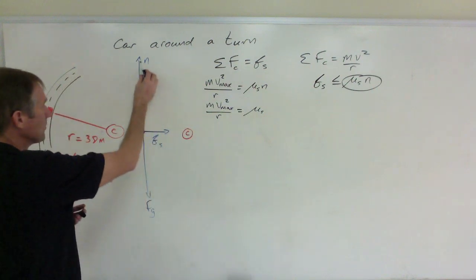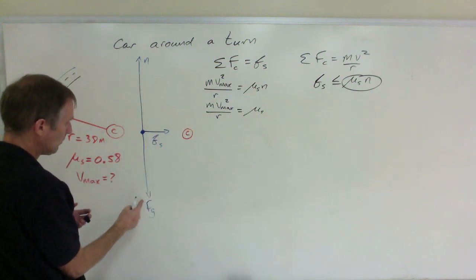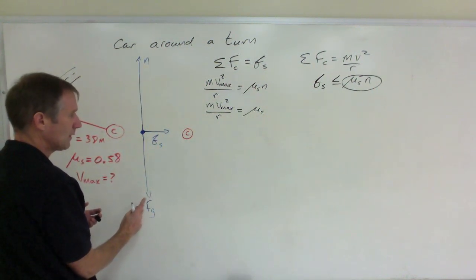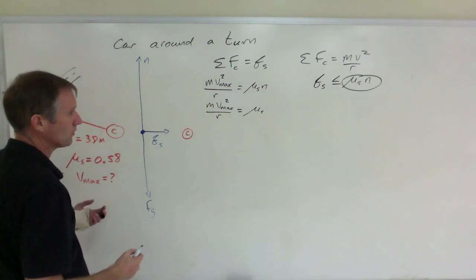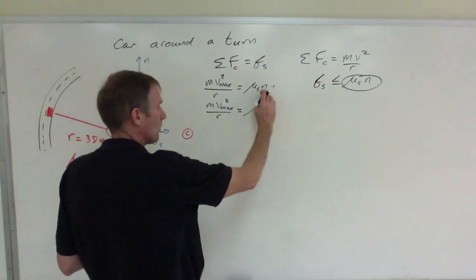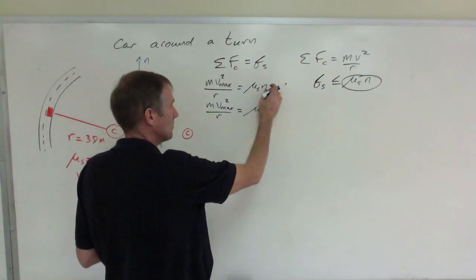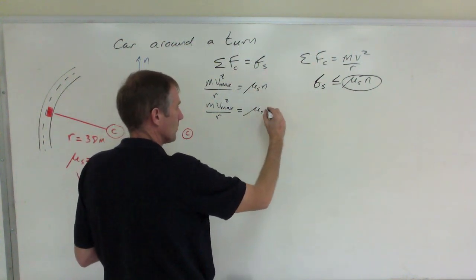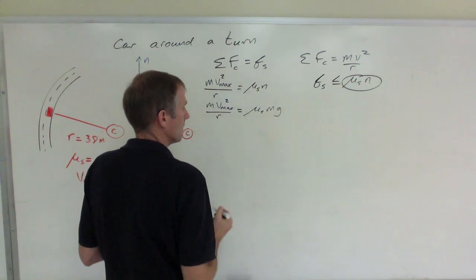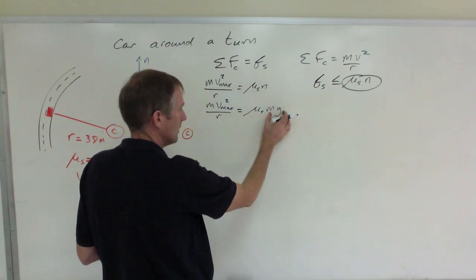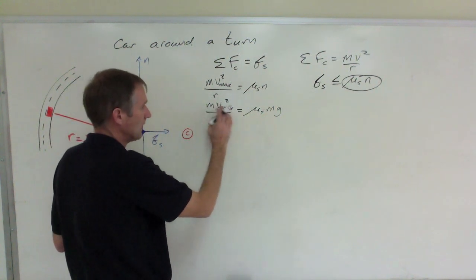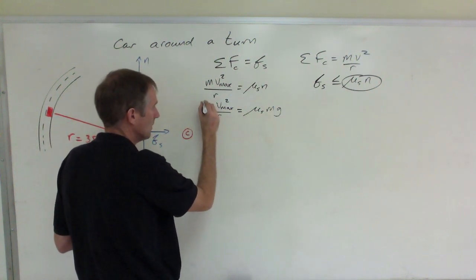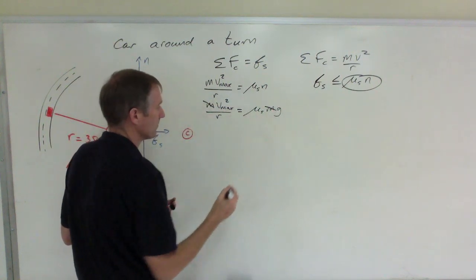Well, what's the normal force? The normal force is equal and opposite to the weight, which is m times g. So I'm going to substitute in m times g for normal force. The reason why I did that is because now I have m on the left and m on the right-hand side of the equations. So I can cancel those.